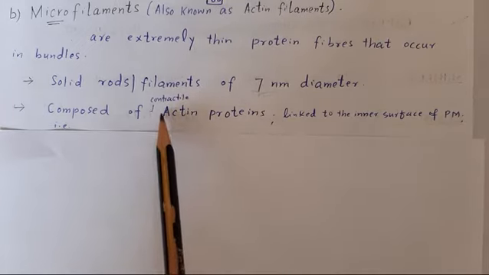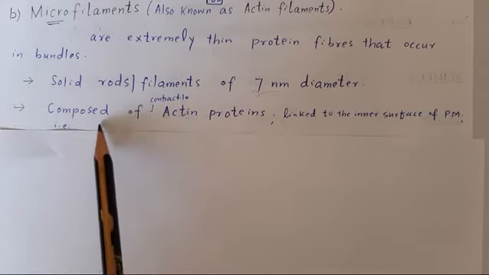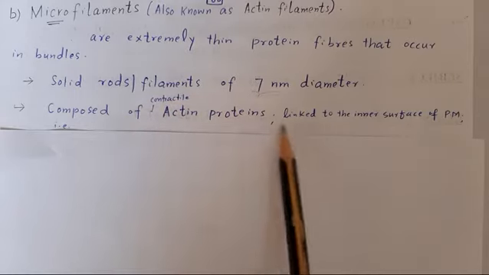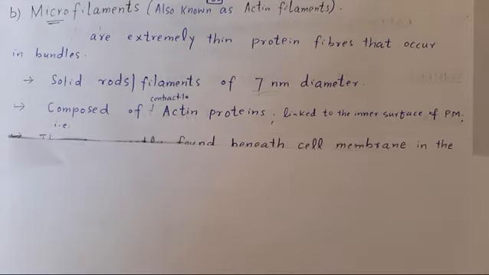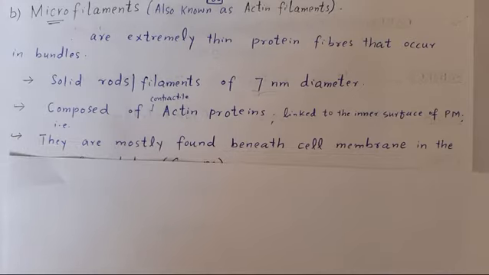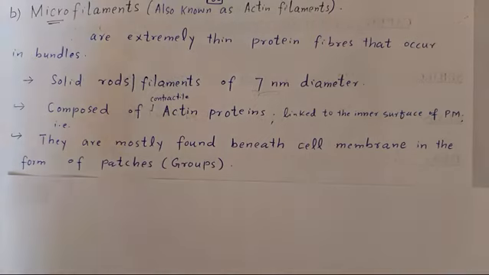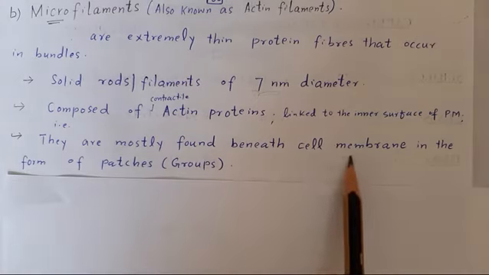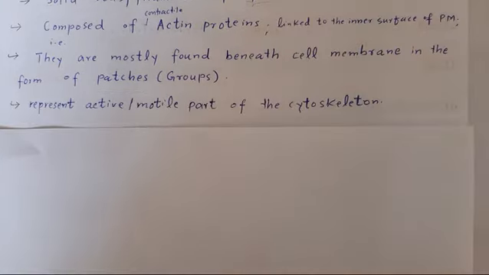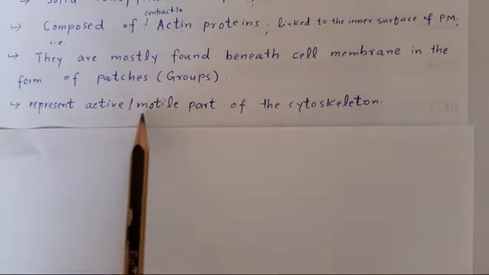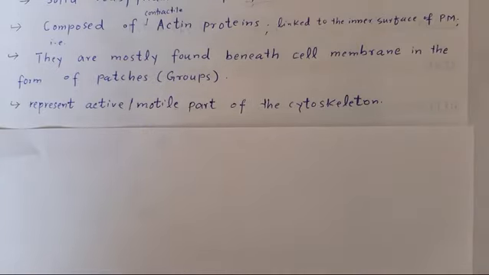Actin is a contractile protein, so it can be contracted. Composed of contractile actin proteins and linked to the inner surface of plasma membrane. That is, they are mostly found beneath the cell membrane in the form of patches. Patches means in the form of groups. And microfilaments represent the active or motile part of the cytoskeleton, means as they are made up of contractile actin proteins, so they can contract the cell.